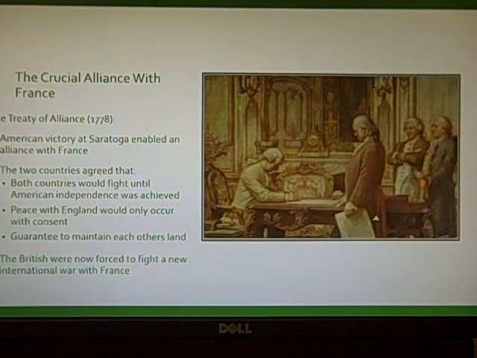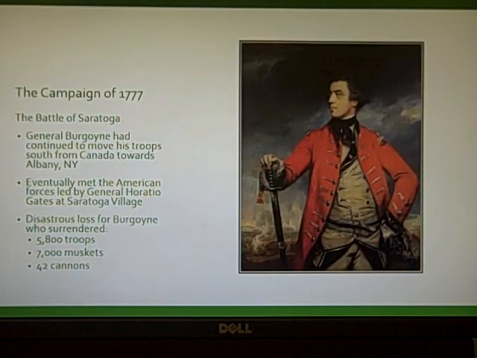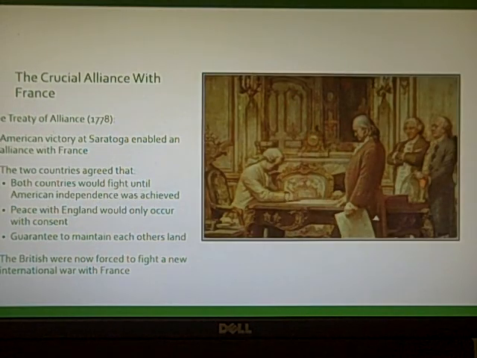What you need to realize, Saratoga is a turning point, and interestingly enough, that's not on the slide, but you ought to write that down. Right? That needed to be written down, not on the slide. Turning point. Why is it a turning point? Largely because we can now align with France.